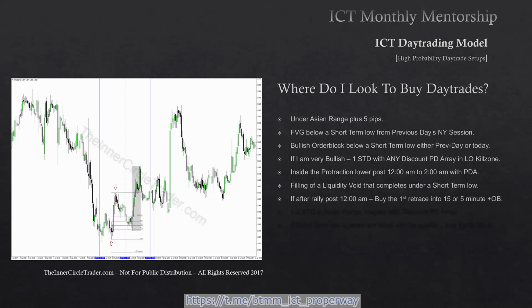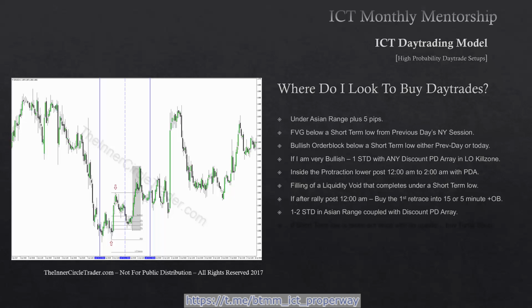If after rally post 12 a.m. New York time, buy the first retracement into a 15 and/or 5-minute bullish order block. So in other words, what I'm saying here is if we have rallied right after midnight, we didn't see any drop down or protractionary state that would put us into a discount. If it's been rallying straight up, if we get into the 2 o'clock to 4 o'clock time period of the day, London kill zone, sweet spot if you will, I'll buy the first retracement down into a bullish order block on a 5 or 15-minute basis.